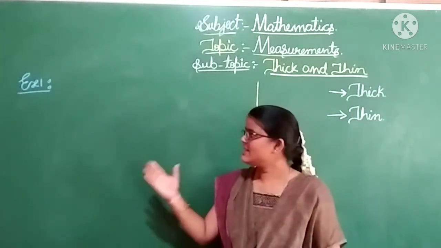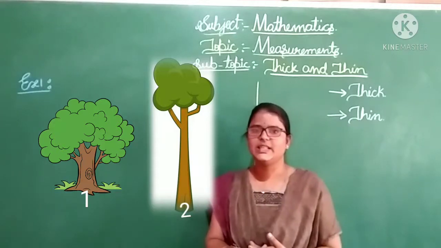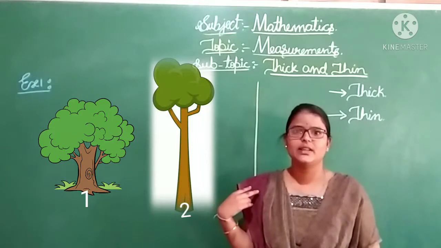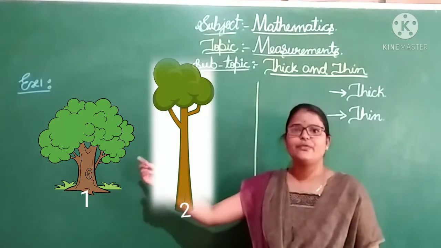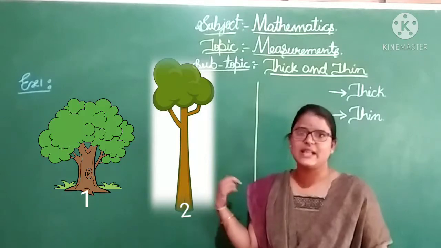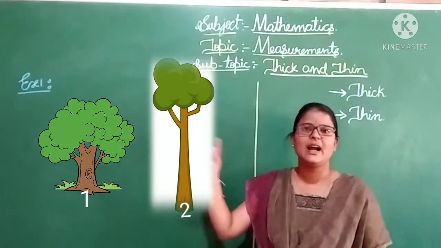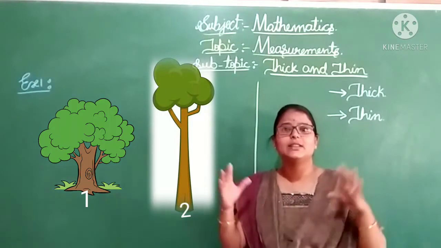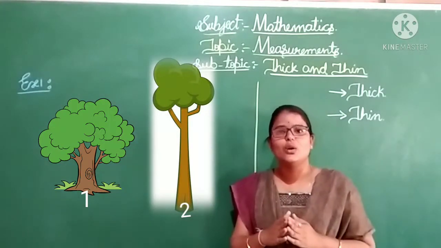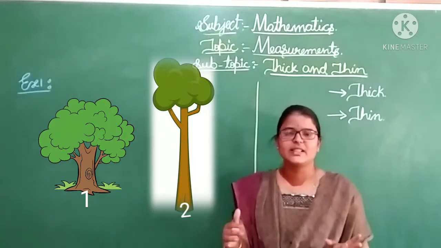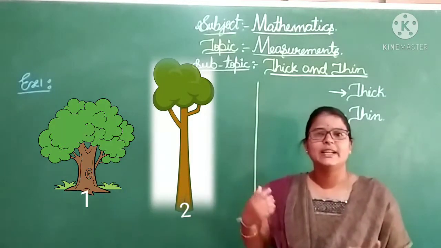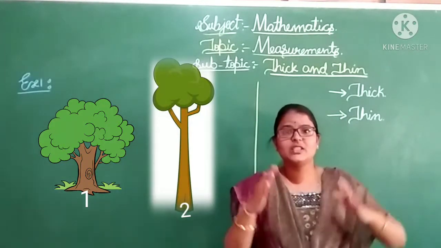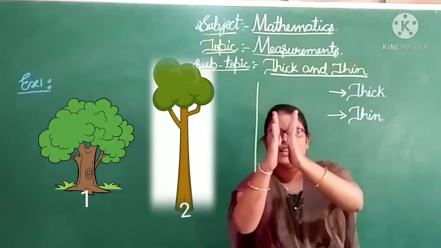Yes, see the picture? You can see the trees, right? Two trees are there. This is the first tree and this is the second tree. Tree number 1 and tree number 2. In this, tree number 1 is very thick. Tree number 2 is very thin. Thick in the sense like this. Thin in the sense like this.